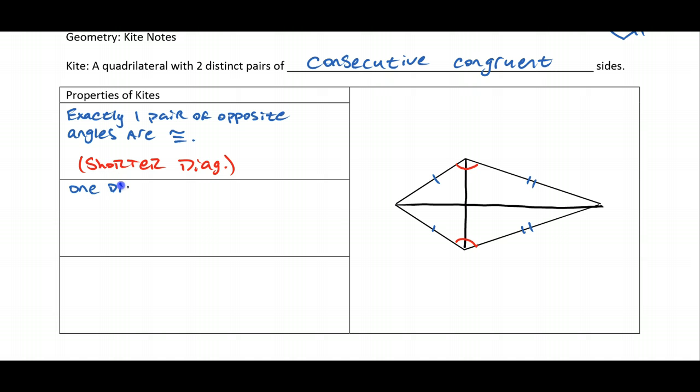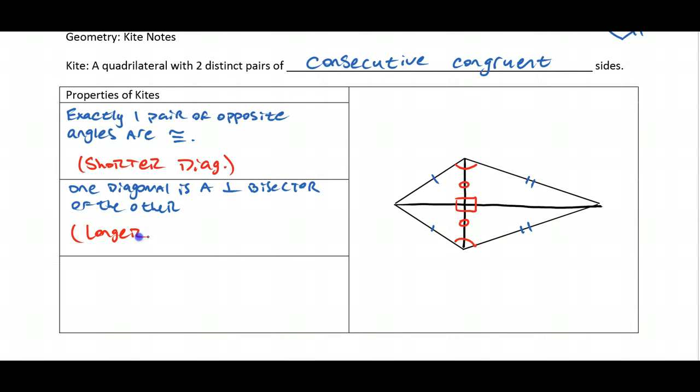Okay? Now, the next special property is one diagonal is a perpendicular bisector of the other. Now, looking at this picture, it's exactly what you think. The longer one bisects the shorter one. So it's perpendicular, so we know all four are 90, and this long diagonal here cuts the shorter one in half. So longer bisects shorter. So the longer diagonal bisects the shorter one.